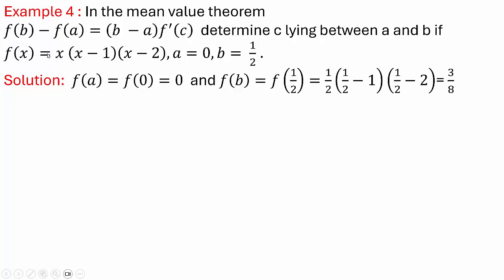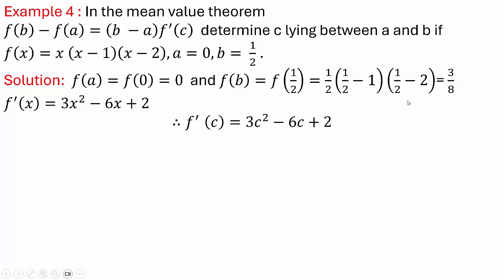F of b is nothing but f of half. F of half equals 3 by 8. F of b equals 3 by 8. And f dash x equals derivative of this x into x minus 1 into x minus 2. If we calculate this, the derivative becomes 3x square minus 6x plus 2. Therefore, f dash c equals 3c square minus 6c plus 2.